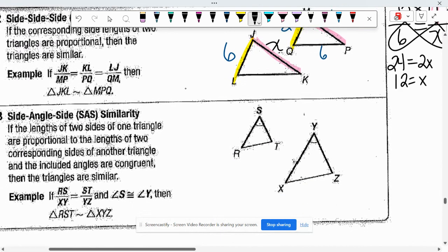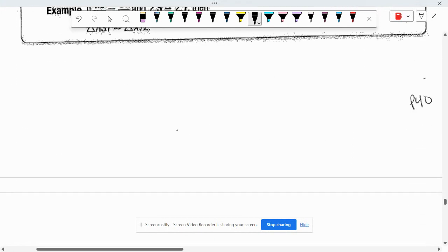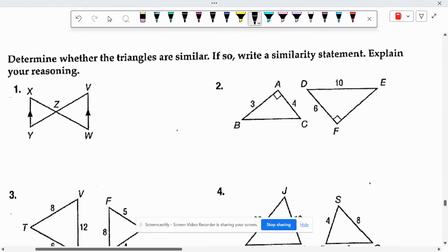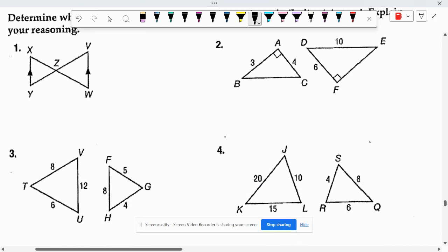The other theorem that we use to prove that triangles are similar is side angle side similarity. If the lengths of two sides of one triangle are proportional to the lengths of the other two, and the included angles are congruent, then the triangles are similar. So we're just going to jump right into some practice. Everybody should be on the next page.